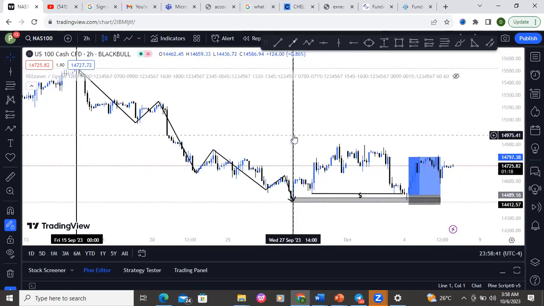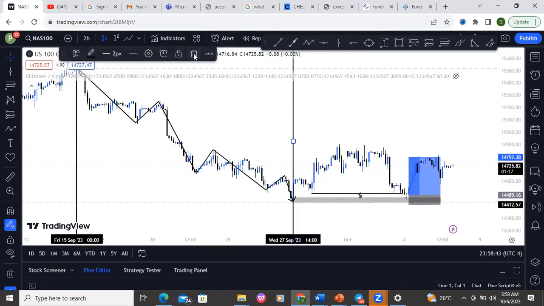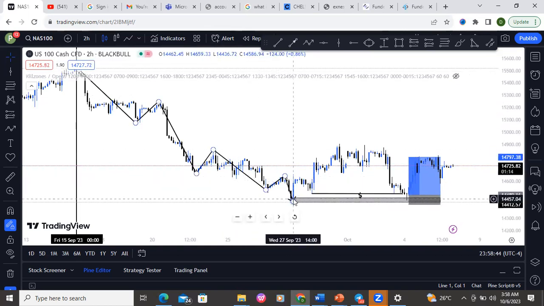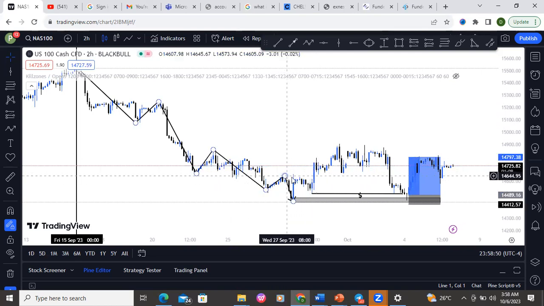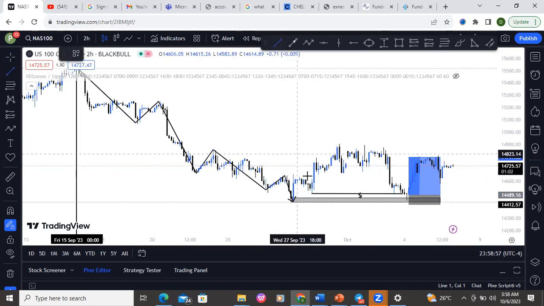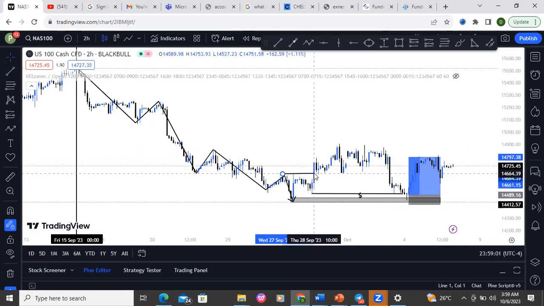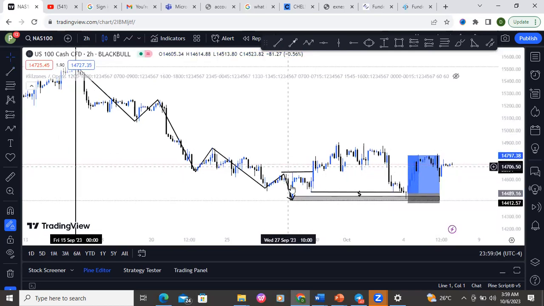So you can see, let me delete this. Price came up here, forming equal highs, came down, and then broke this high. So this is where we have the change of character. See price breaking, break of structure. You see price breaking this structure up.